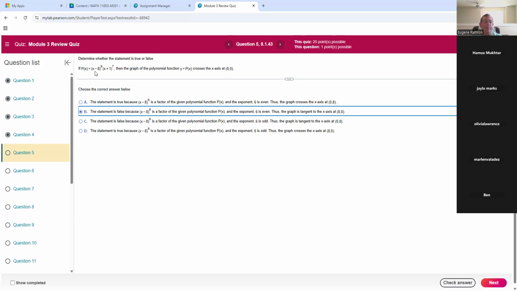So y'all, look at which factor that x-intercept came from, and then look at those exponents. Even, tangent; odd, crosses over, okay? And then pick the one that has the right even or odd for those exponents.